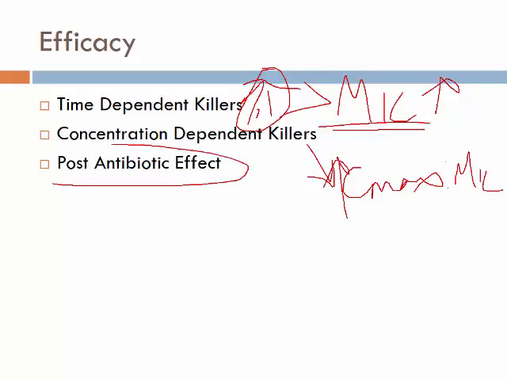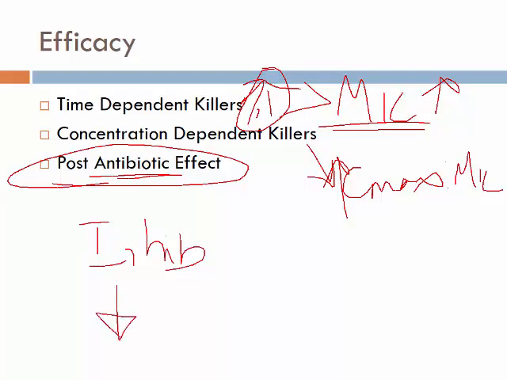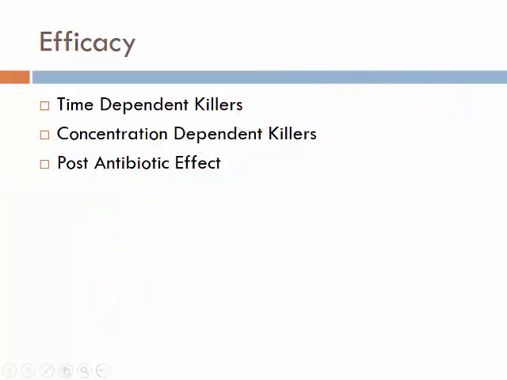We also will be counting on the post-antibiotic effect. Hopefully you learned about that a little bit in micro. But what that means is that antibiotics will continue to kill or inhibit bacterial growth even when they fall below the MIC. So this is called the post-antibiotic effect. We have to count on that for dosing these drugs. I'm not going to spend a ton of time on that here.